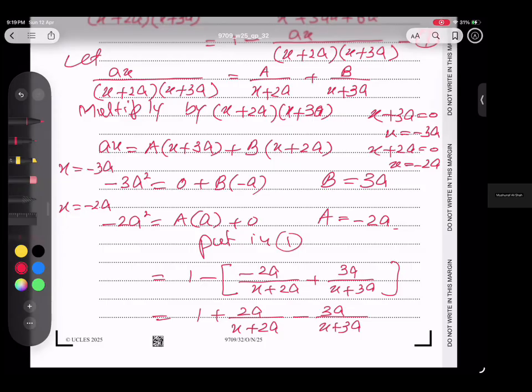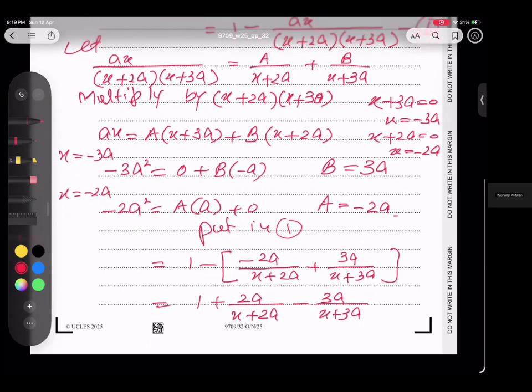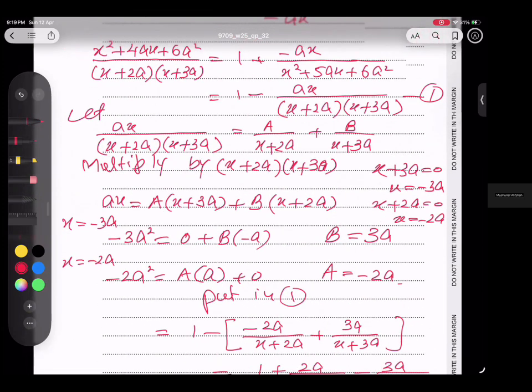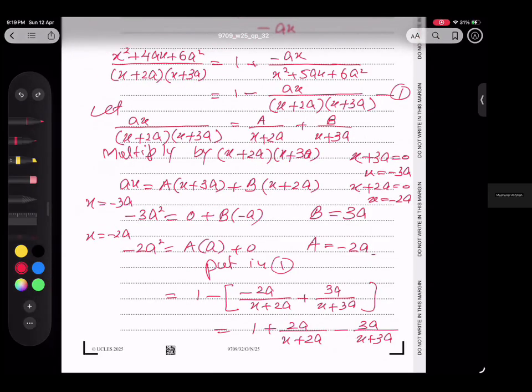And let's go for the next part. So this is okay, and I can write it now here, students. This is my answer for it. And what's the left-hand side we have? The left-hand side is that function, this one. I'm writing it now here: x squared plus 4ax plus 6a squared over x plus 2a and x plus 3a. So this is done, and now I'm going to take this whole expression.